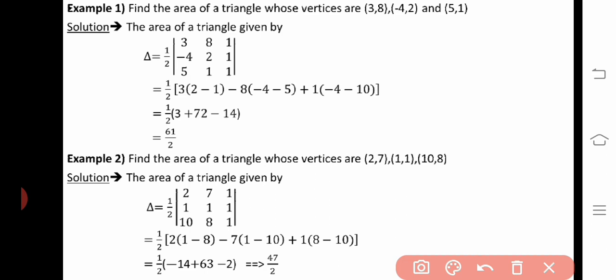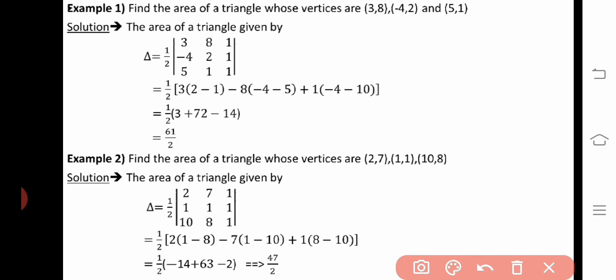It is very simple, but that question will be asked for 2 marks in Part B section. Okay, let us start the second question. Find the area of a triangle whose vertices are 2, 7, 1, 1, 10, 8. This question was given in the year 2017 for 2 marks.